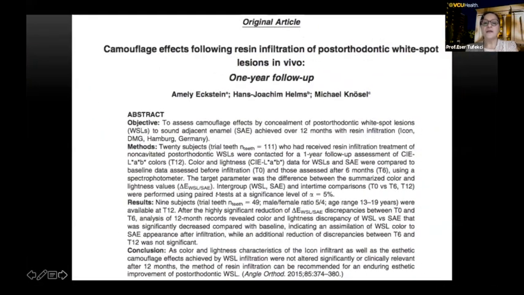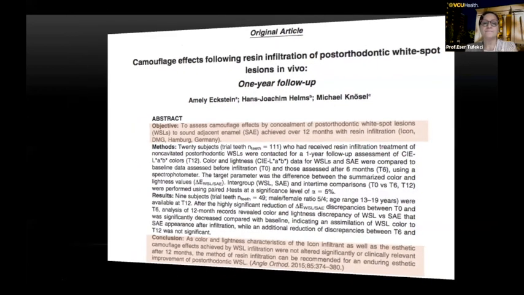Another study in Germany looked at a one-year follow-up, and they looked at the characteristics of this product to see what happens at the end of 1 year. They were able to say that the color and light characteristics were pretty stable at the end of 1 year. So they recommended this technique as a possible method to improve aesthetics.